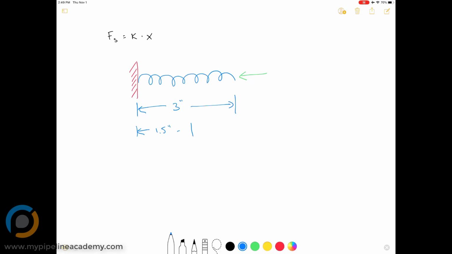1.5 inches. So first off, what is X for this problem here? And remember, X is the amount of displacement for that spring. So we're taking it from 3 inches to 1.5 inches. How far are we compressing that spring? It's just 3 inches minus 1.5 inches equals 1.5 inches. We're compressing it by 1.5 inches.